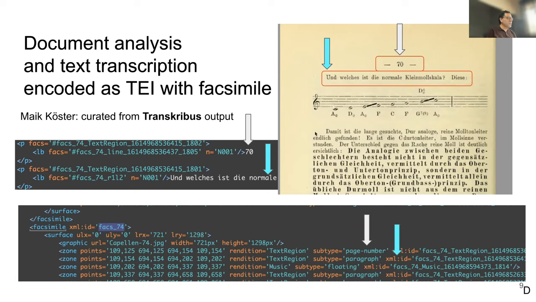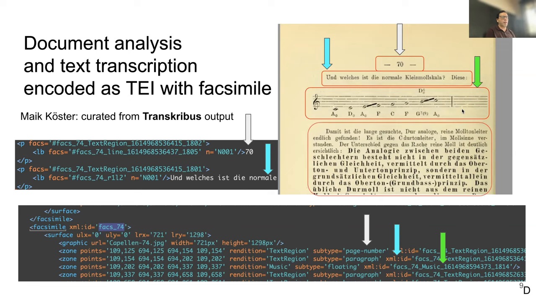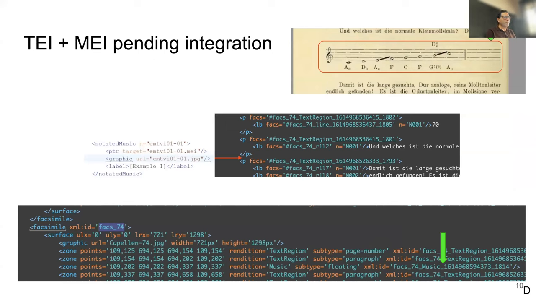The paragraph, as you can see here and here, and what's interesting for us, the music content element inside a floating element, as you can see here, or the rest of the paragraph. So after having organized and segmented the books, one pending thing we have to do is to include the music content in MEI into the TEI. This is something that we will do in the future.